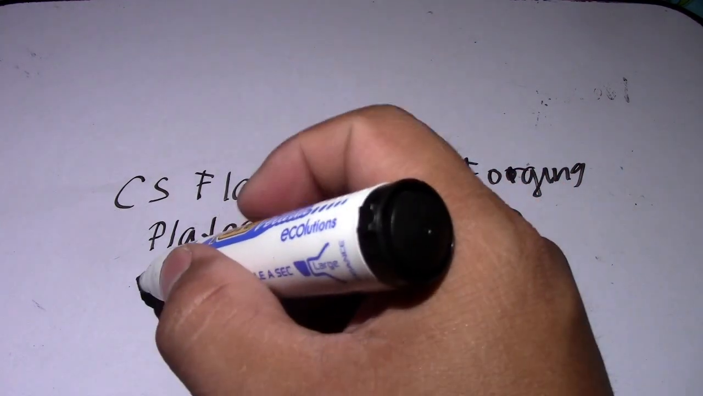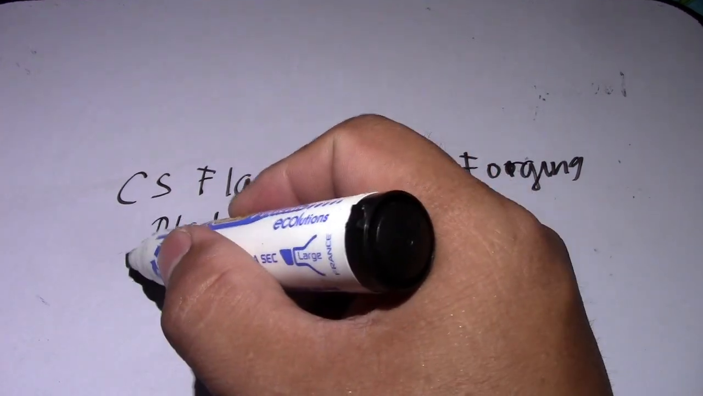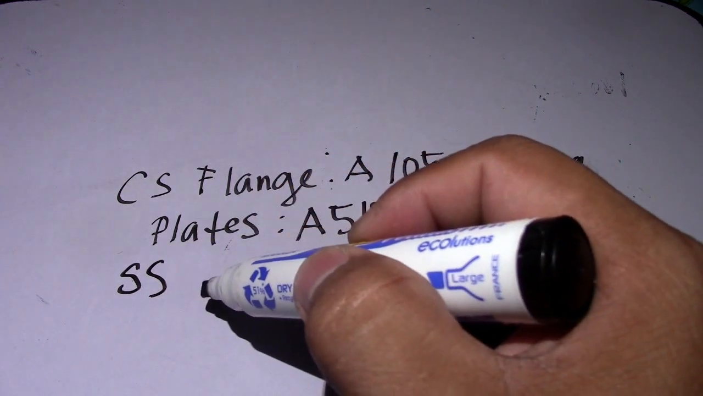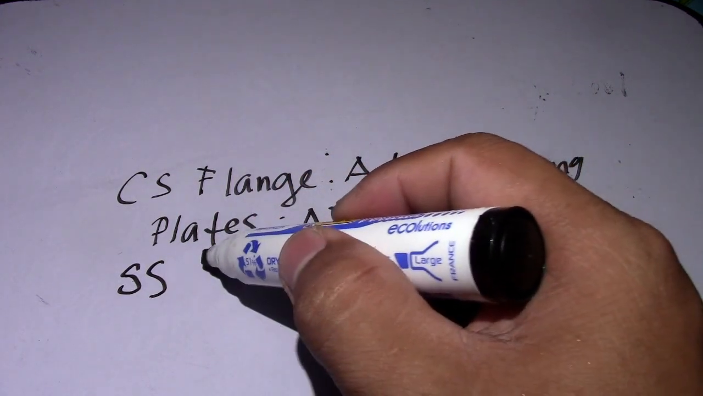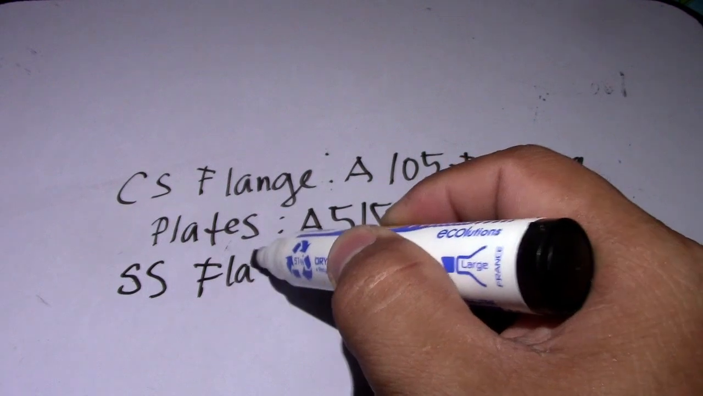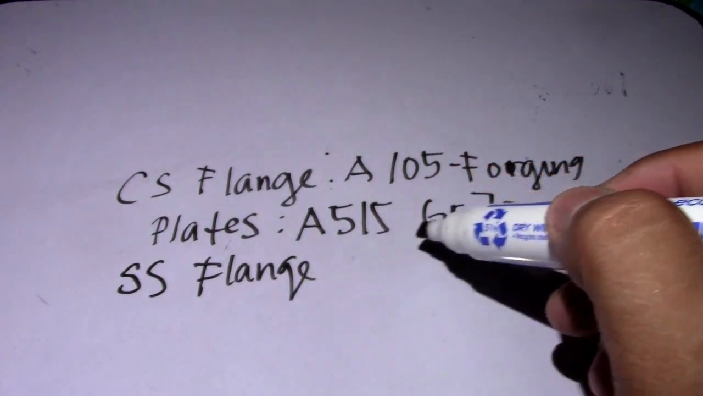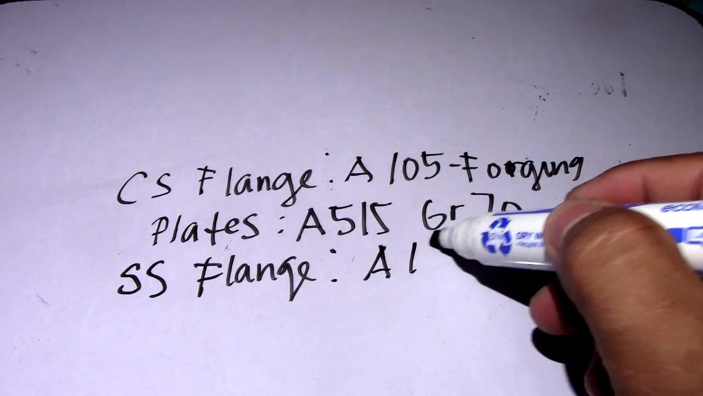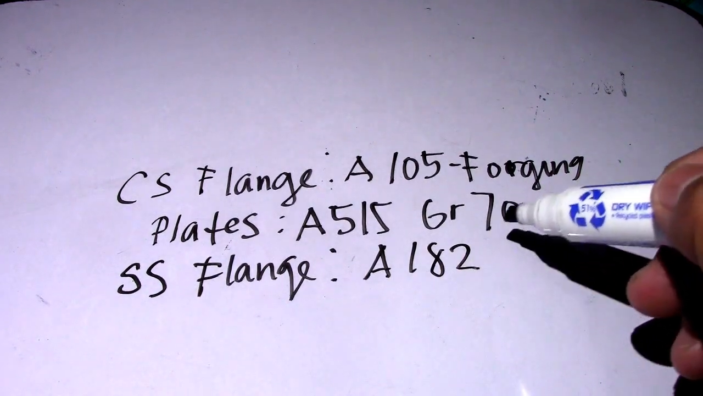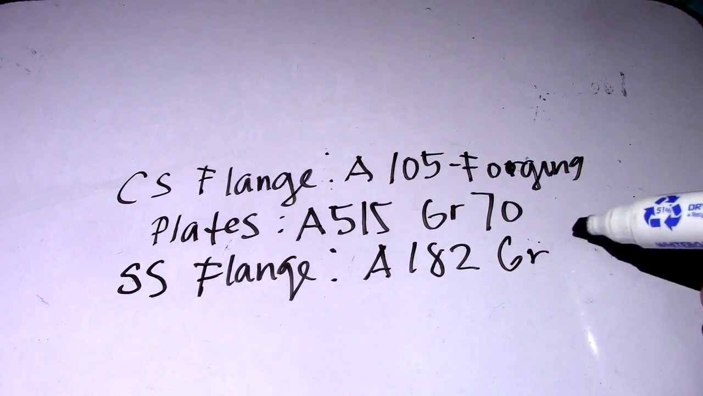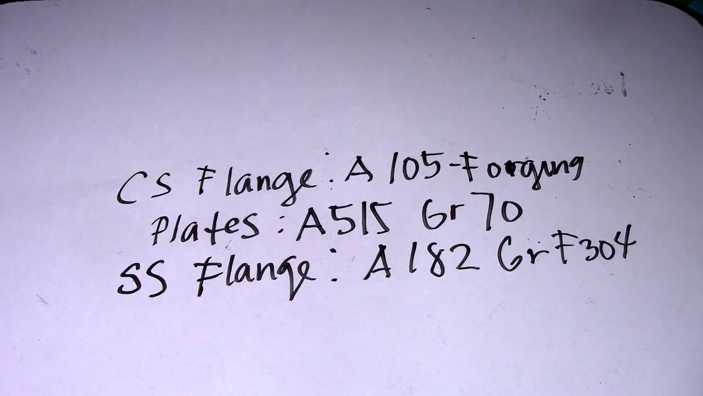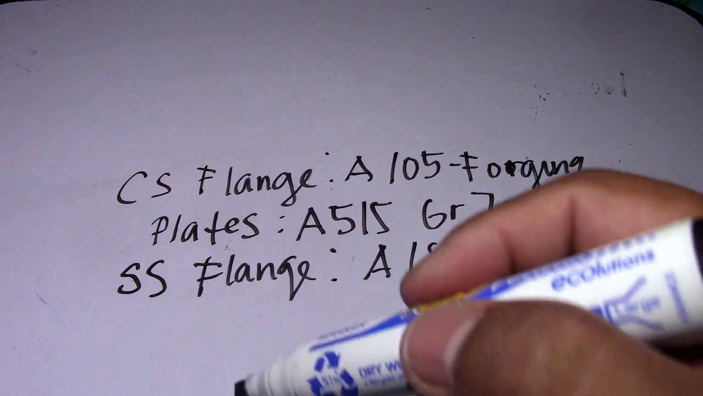Next is SS. SS is stainless steel. For the SS flanges, we have A182 grade F304.